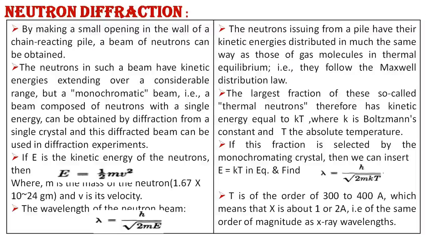The largest fraction of these so-called thermal neutrons, therefore, has a kinetic energy equal to kT, where k is the Boltzmann constant and T is the absolute temperature. If this fraction is selected by the monochromating crystal, then we can insert E is equal to kT in the equation and find lambda is equal to h upon square root of 2mkT. T is of the order of 300 to 400 K, which means that lambda is 1 to 2 angstrom, that is of the same order of magnitude as X-ray wavelengths.